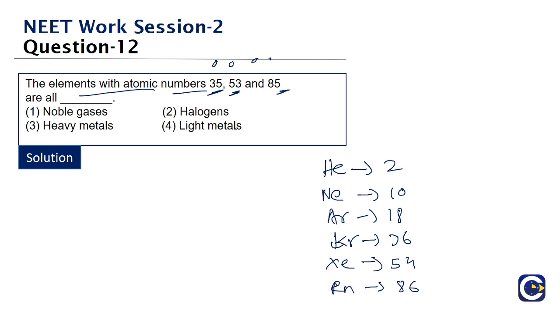So look at where is 35 coming. 35 is coming just before the krypton. It is nothing but our iodine. Okay, sorry, bromine. Okay, then what is 53? This is iodine. Okay, so the one that will come before xenon. Then the one that will come before radon, 85, that is what? Astatine. So we have bromine, iodine and then astatine.